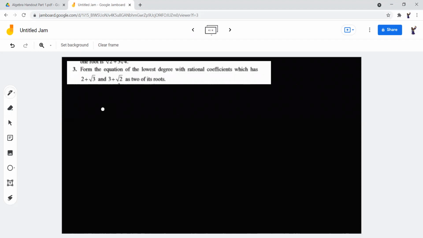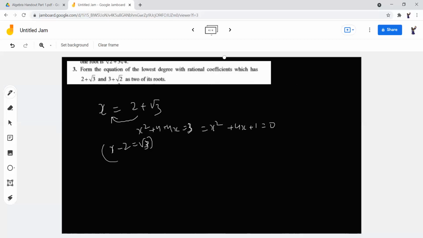So I have one root as 2 plus root 3. I'm writing x equals 2 plus root 3 and sending 2 to the other side. You get x minus 2 equals root 3. Just square it. So I get x square plus 4 minus 4x equals 3, so this becomes x square minus 4x plus 1 equals 0. This is what I get from the above equation, where one of my roots is 2 plus root 3 and the other root will be its conjugate.